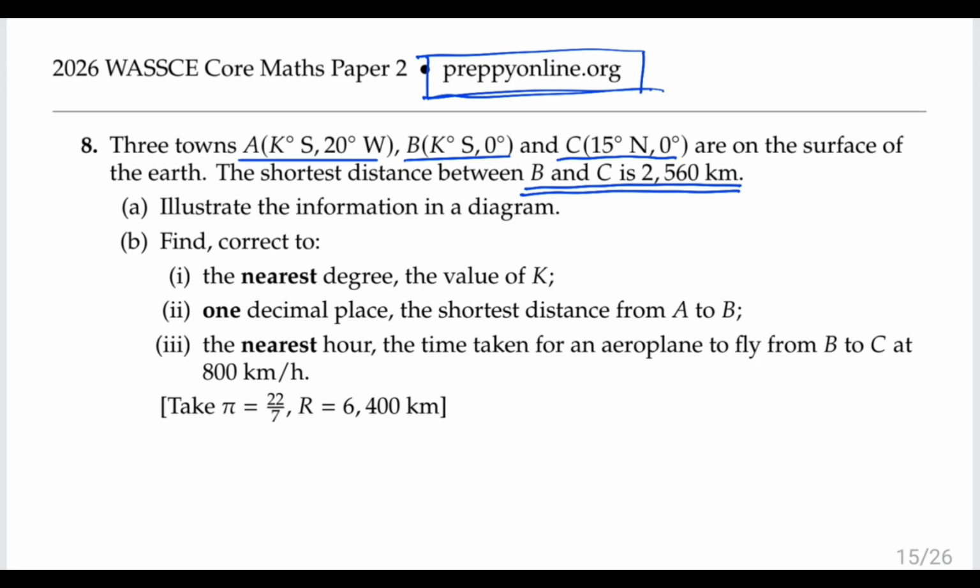B. I. Find, correct to the nearest degree, the value of K. II. Find, correct to 1 decimal place, the shortest distance from A to B. C. Find, correct to the nearest hour, the time taken for an aeroplane to fly from B to C at 800 kilometers per hour. So we start from A, where we want to illustrate the information in the diagram.